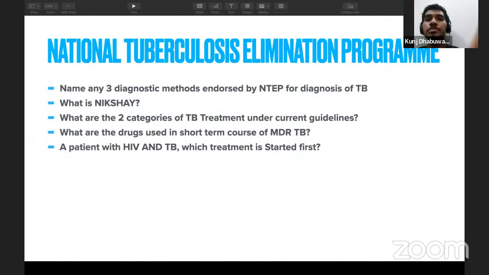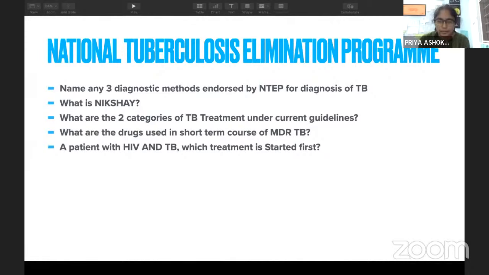First thing is name any 3 diagnostic methods endorsed by NTEP for diagnosis of TB. One is GeneXpert. Sputum microscopy, like AFB staining. And one is chest X-ray. Correct. So you get 2 points for that.